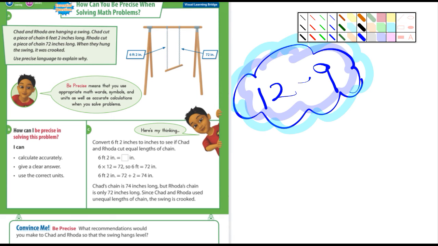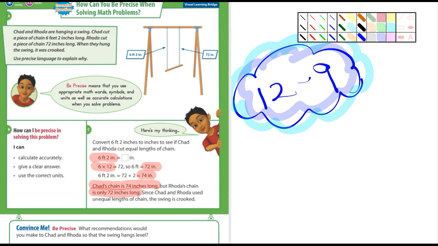So they're asking what's the problem here, and the first thing you need to do is convert 6 feet 2 inches to how many inches. So 6 feet times 12, because there's 12 inches in a foot, is 72. So 6 feet is 72 inches. And then you need to add 2 inches, so you got a total of 74 inches. So Chad's chain, as they say here, is 74 inches long, but Rhonda's chain is only 72 inches long, so now we know why it's crooked.